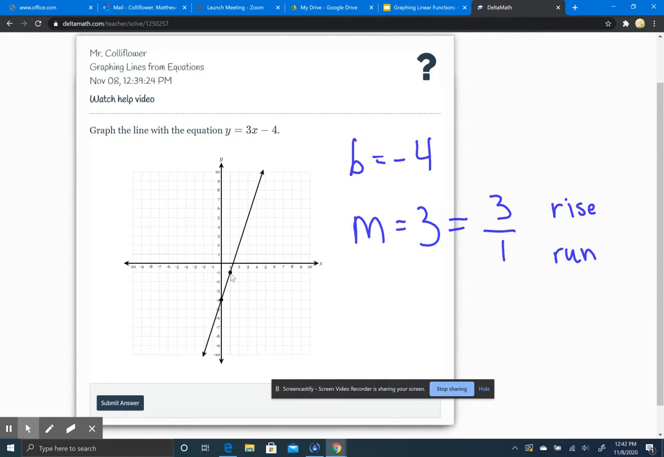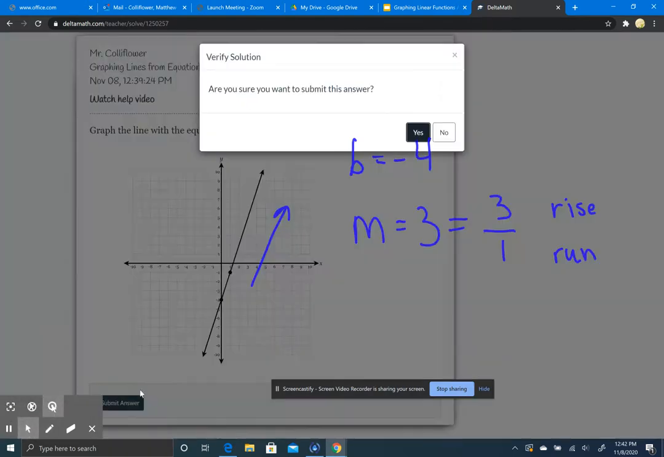And I'm double checking. I know that my slope is positive, and so I want my line to point up and to the right, and it does. And so I know that this is the correct graph.